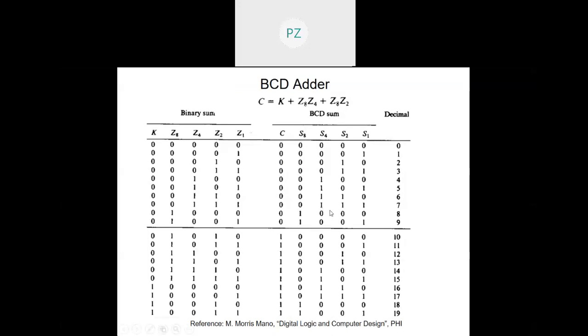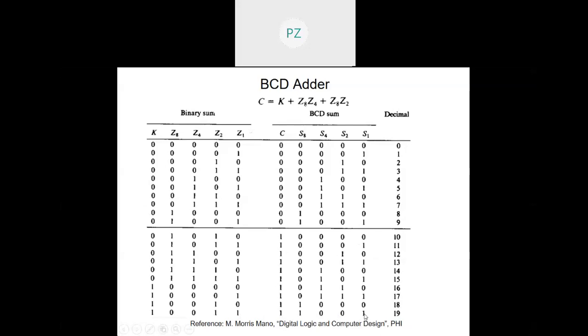Now see what is happening: when the binary sum of the two BCD inputs remains within 9, I should get the same number. But when it exceeds 9 and goes up till 19, I should add 6 to it. Why 6? Because you see, this is 10, and this, when represented in BCD, is 16. This is 11, and when represented in BCD is 17. You can see 1, 2, 4, 8, 16. So 16 plus 1 is 17. You check anywhere, right? This is 19, so this should be 25, right?